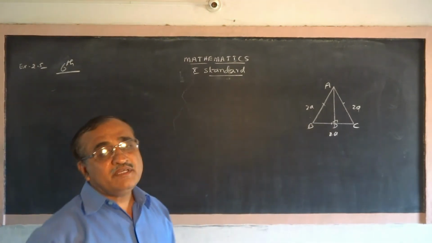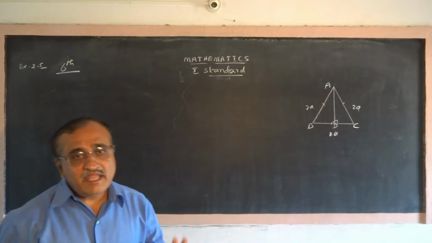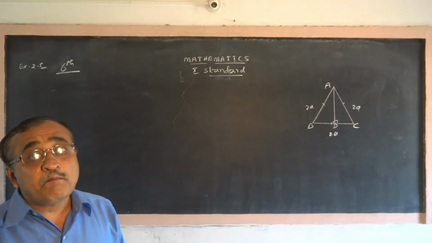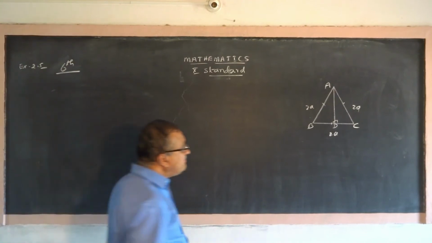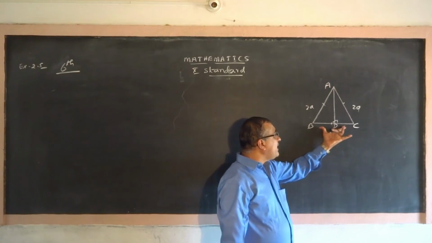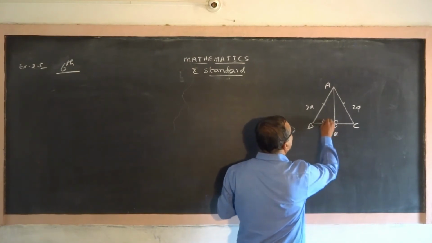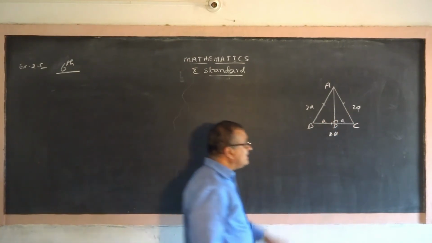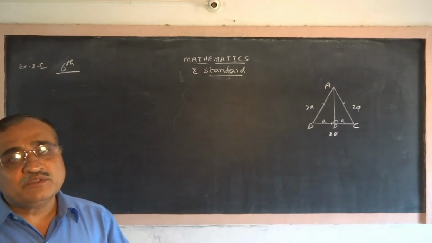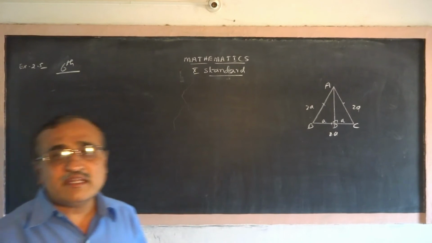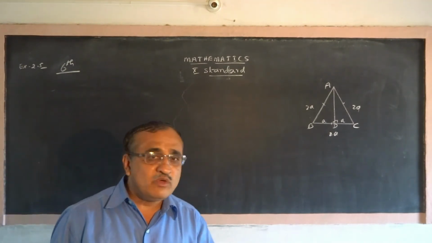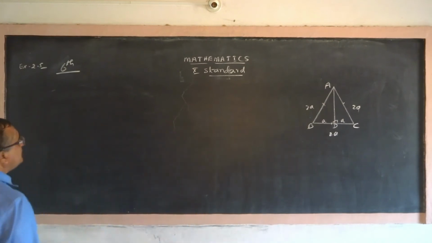What is the concept? In an equilateral triangle, the perpendicular bisects the side. That means BD equals DC. If BC is 2A, BD is A and DC is A. Find out one altitude and all the altitudes are equal here. In an equilateral triangle, all the altitudes are equal.